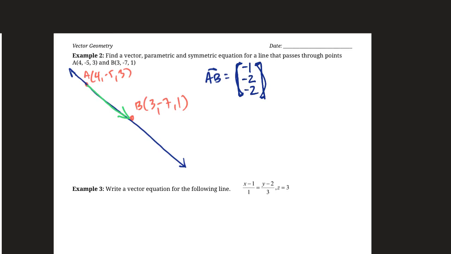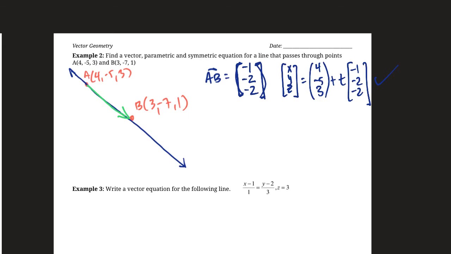If we want to express our line, I'll just squeeze it in over here, x, y, z equals a point, and we can choose either point, right? Because either point can act as a starting point for that line. Let's just do A, so [4, negative 5, 3] plus t [negative 1, negative 2, negative 2]. That is one possible equation of that line. There are an infinite number of possibilities for this, because we can choose vector BA, we can choose a different point, but this one is perfect. So that is the vector form of the line.